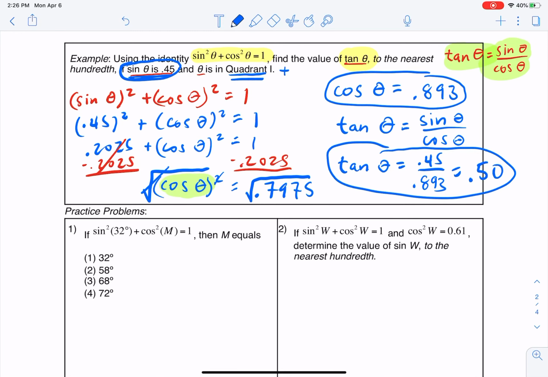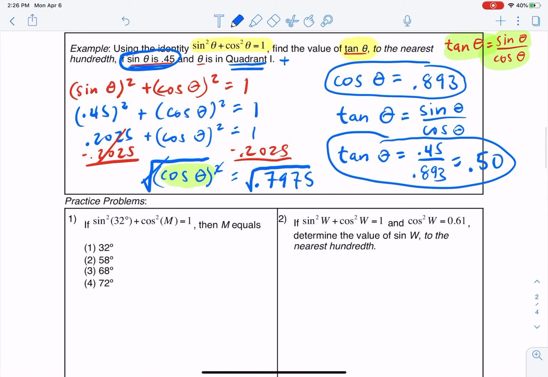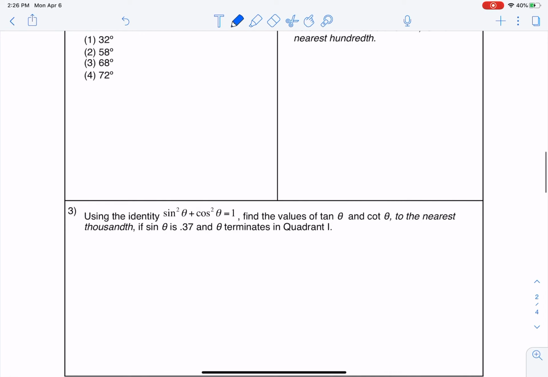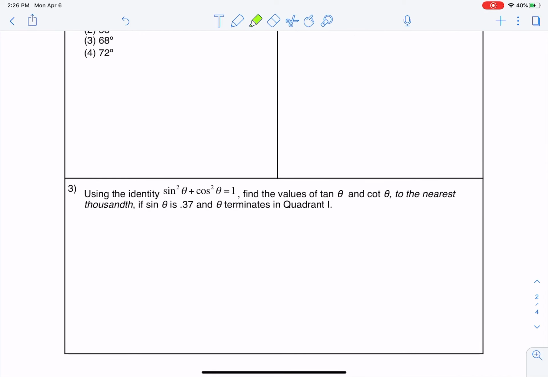All right, so there's 3 practice problems around this idea. For question 1 and 2, it's similar to this first problem, but you're really stopping at this point here. For question 3, it's almost identical to the example problem, except you're told to find both tangent of theta and cotangent of theta. Now remember, tangent of theta is the same as the sine value over the cosine value. Cotangent is really the same as the cosine value over the sine value.